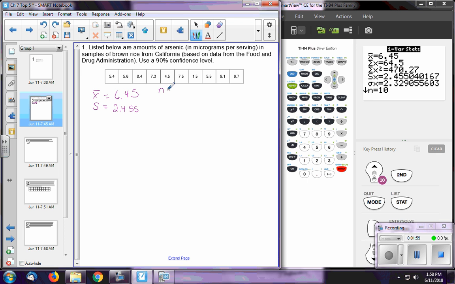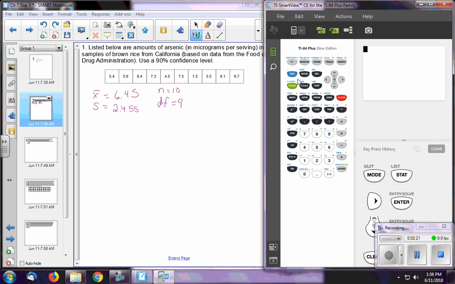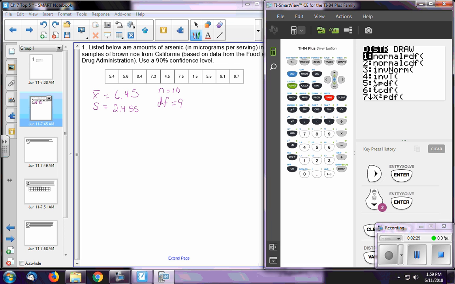We have 10 total values, which we could have counted up from here as well, which means we will have 9 degrees of freedom. Remember, that's n minus 1. Now, being that we're constructing a confidence interval and we have our population standard deviation unknown, we have to find our t-statistic. This can be found using the table, or you can also use, if you have a TI-84 or higher, the calculator to go about finding that. And to do so, you would use your inverse t function, which is found under the distribution menu right here, and that's option number 4.